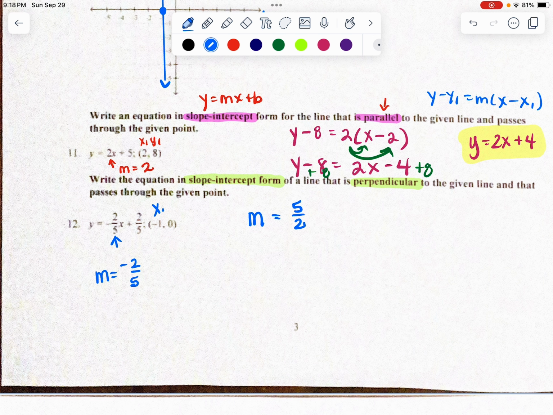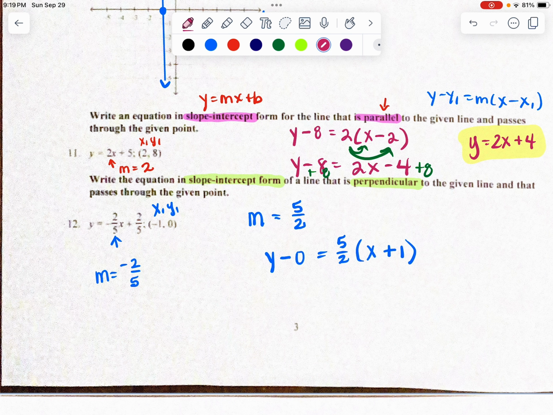Now my x1 and y1 are the points given. All right, so -1 and 0. And just like the last problem, I'm going to put that in point-slope form. So y minus 0, that's kind of nice, equals 5/2, and then x minus -1 is really x plus 1.